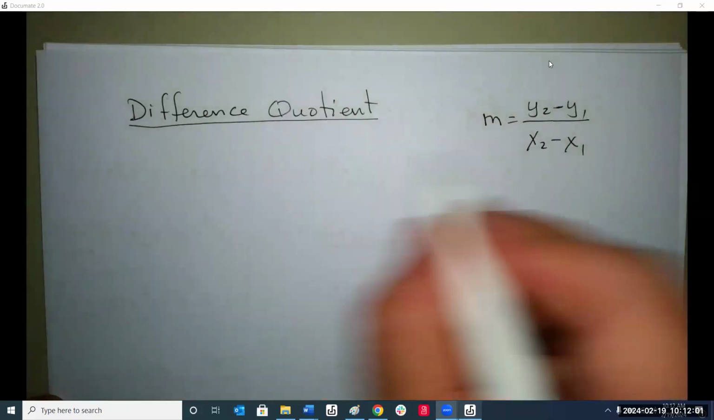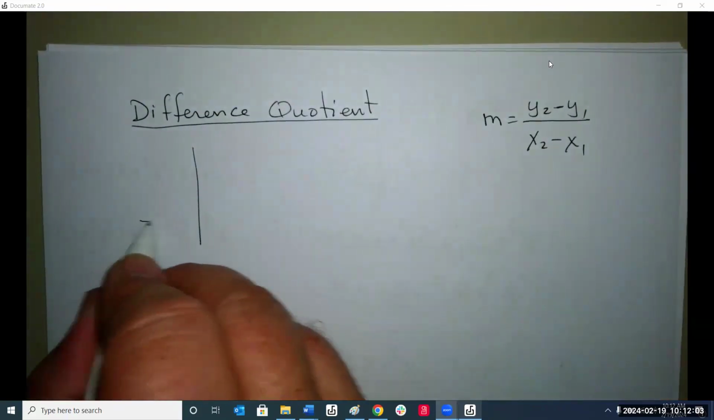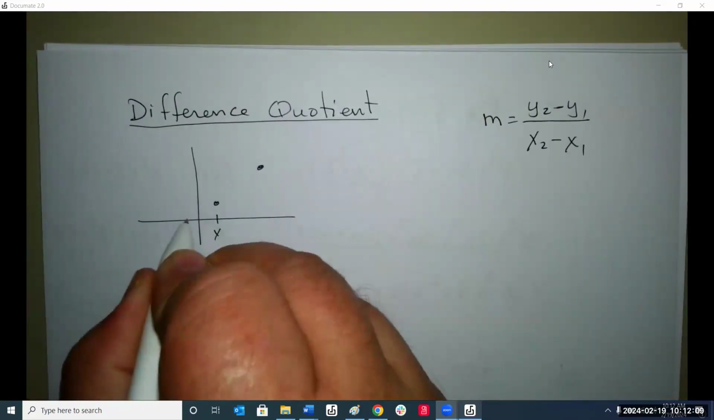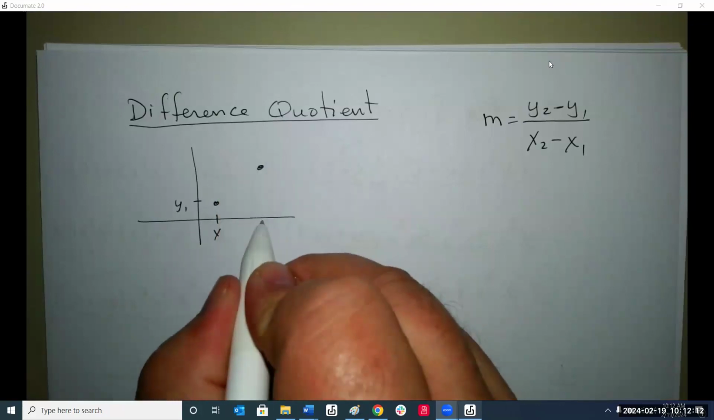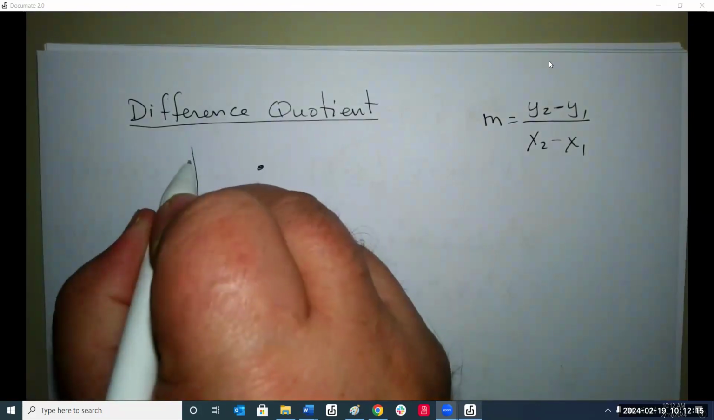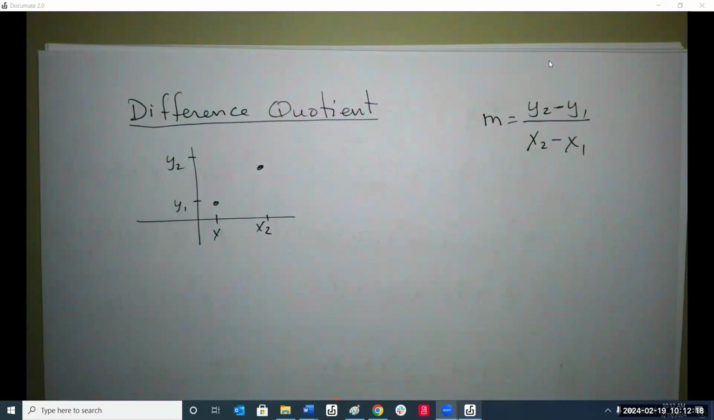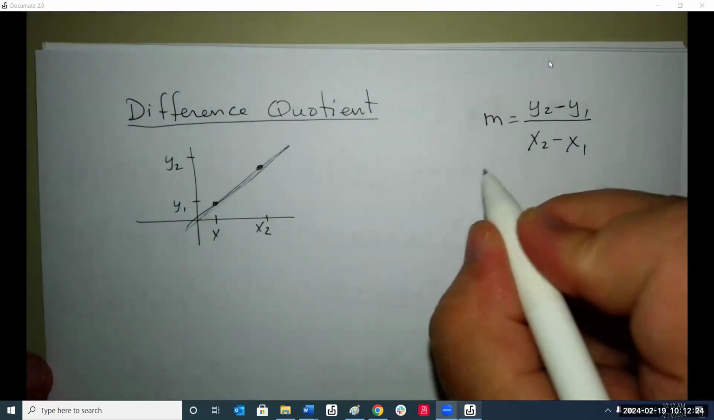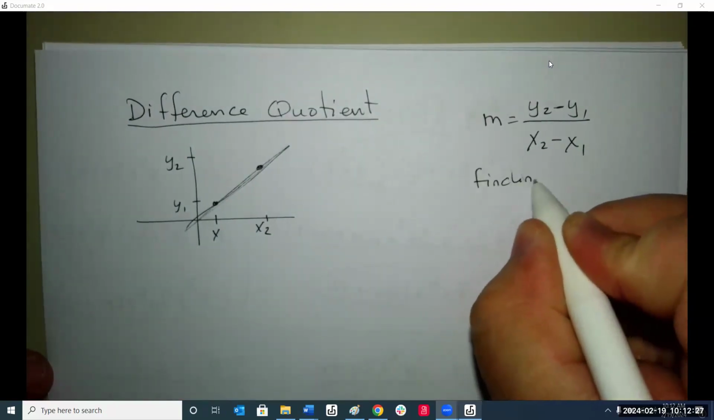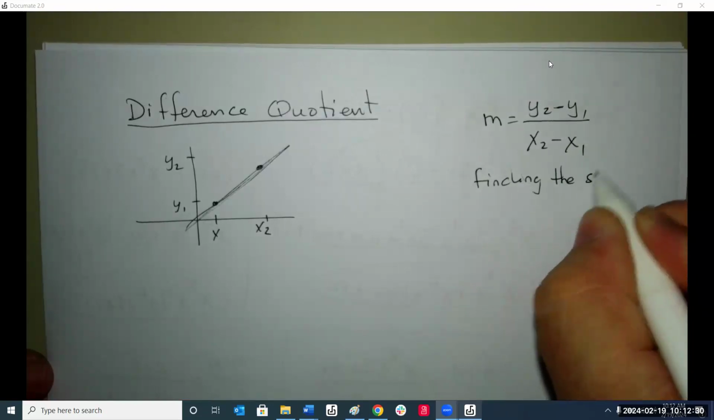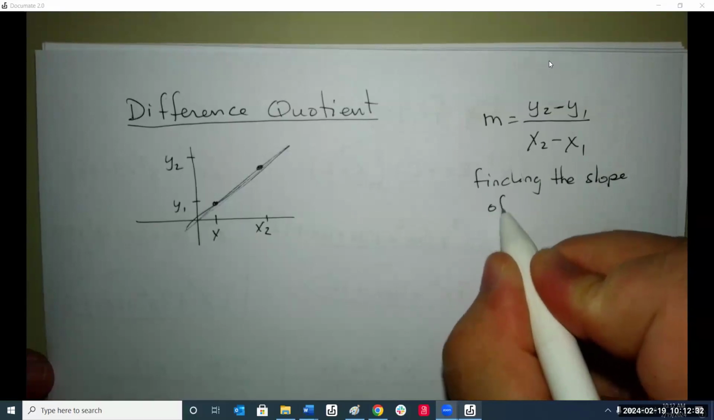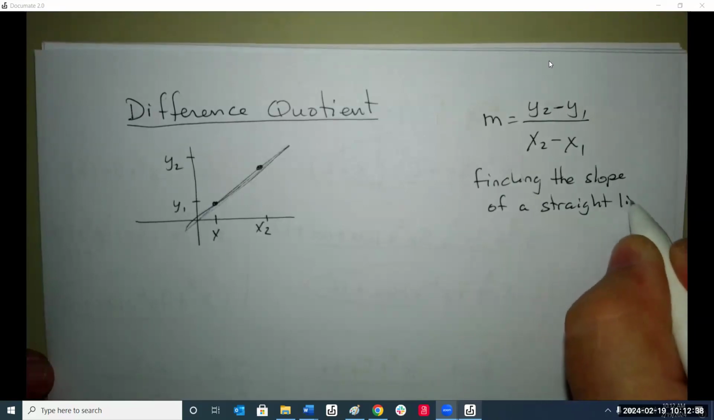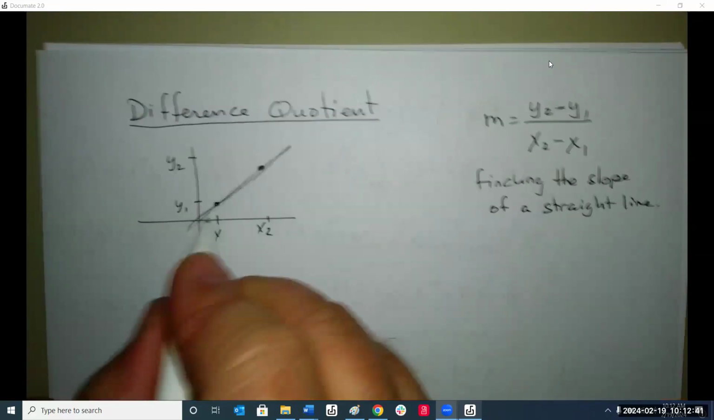But here's the thing about it. This equation is only good if you have 2 points, x1, y1, x2, y2. And that's good for finding the slope of a straight line, where you have 2 distinct points.